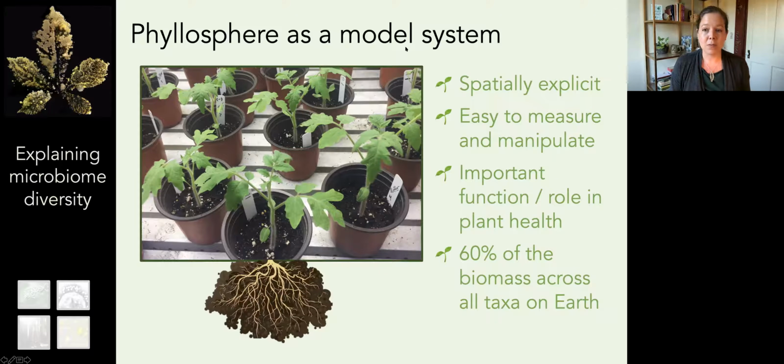The final thing is in terms of just a habitat for bacteria. The plant phyllosphere makes up about 60% of the biomass on Earth, and so this is an incredibly rich habitat in which to be adapted to be able to live and thrive.